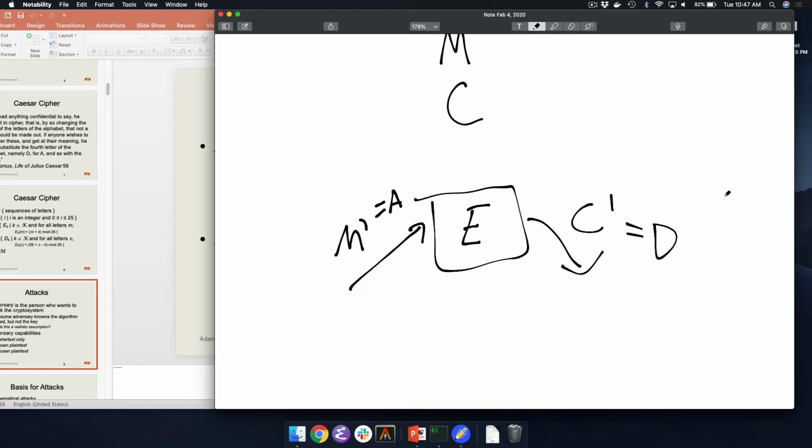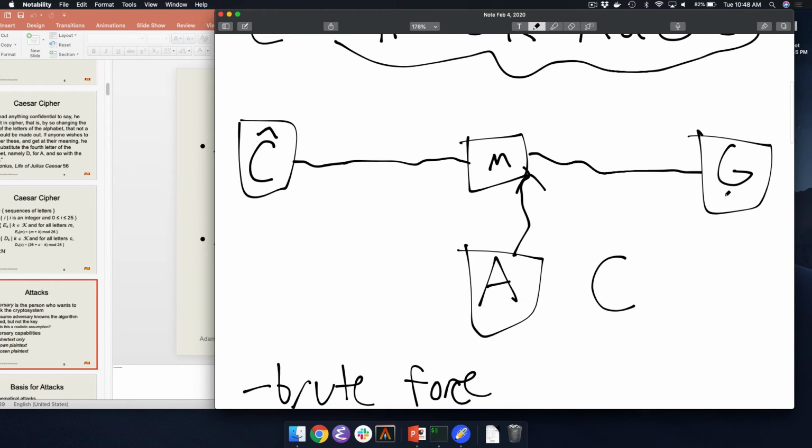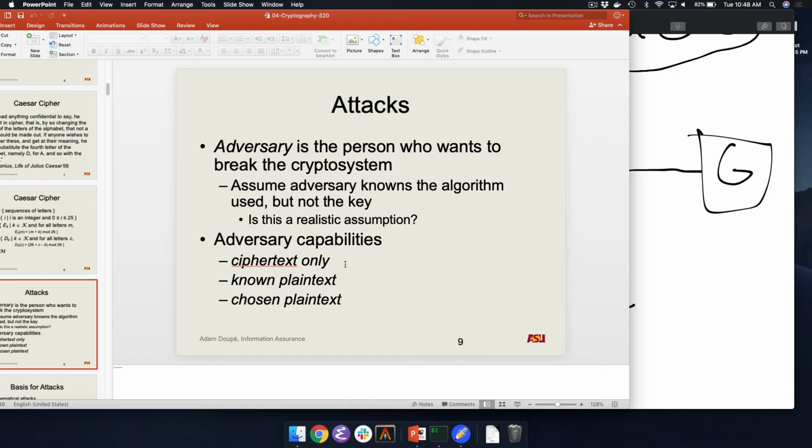So this is 3 different ways that we can think about attacks on a crypto system. And in each of these, an adversary has a different level of capabilities. So this case would be you're sending some encrypted message over the internet and somebody's able to intercept that transmission, read it, and maybe they can try decrypting it. So this would be ciphertext only.